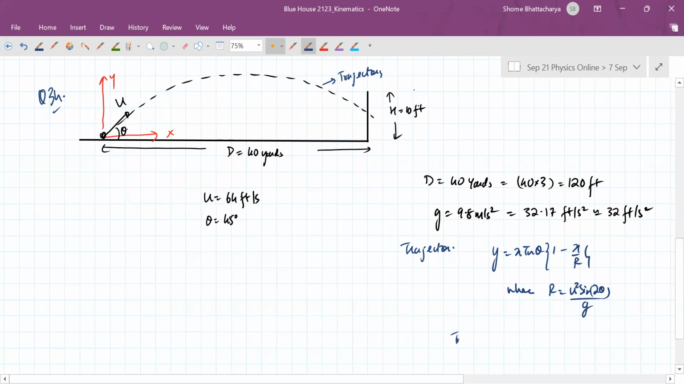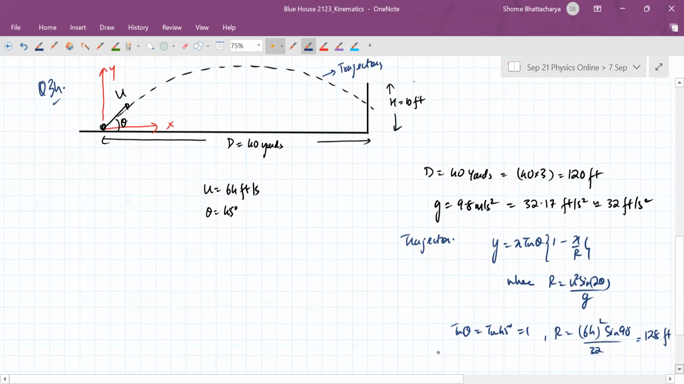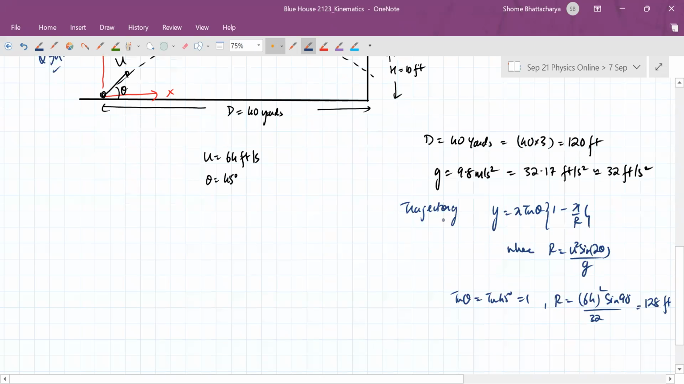So here tan theta is equal to tan 45, which is 1, and R is 64 square into sine 90 divided by 32. So that is 128 approximately. So your equation of trajectory becomes y is equal to x into 1 minus x by 128.